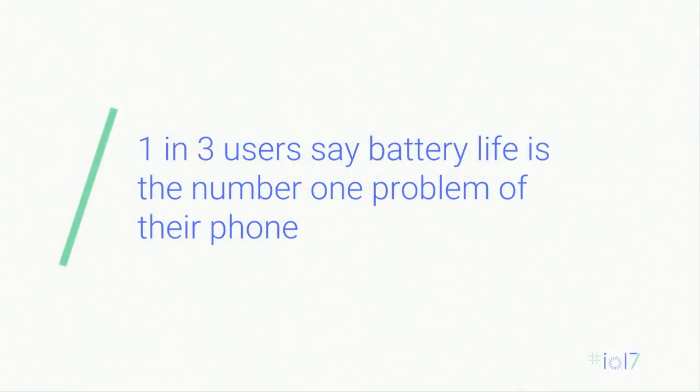In fact, 1 in 3 users say that battery life is the #1 problem on their device, the #1 problem. This is also apparent in statistics we track about location. So a large percentage of users have decided to completely disable location on their device. And when we asked them why, they said power was the main reason.